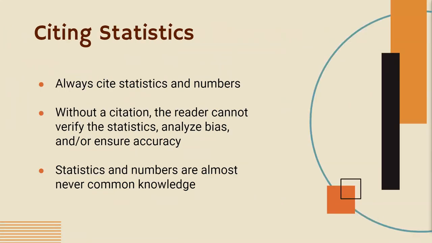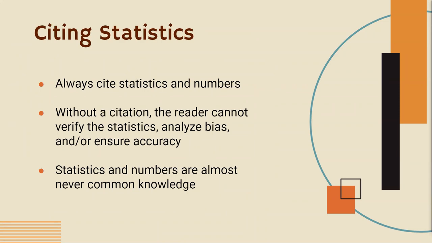Okay, and then citing statistics, oftentimes we find that students are not citing statistics. I don't know if that comes from the idea that statistics are common knowledge, and they rarely ever are. So for example, if you were talking about Joe Biden winning the 2020 presidency, you wouldn't cite that. That's common knowledge. He did. However, if you wanted to talk about the number of popular votes that Joe Biden had, or the number of electoral college votes, even though that same information is published in a number of different places, it's still statistical information.